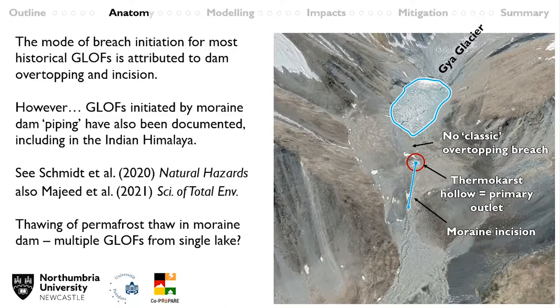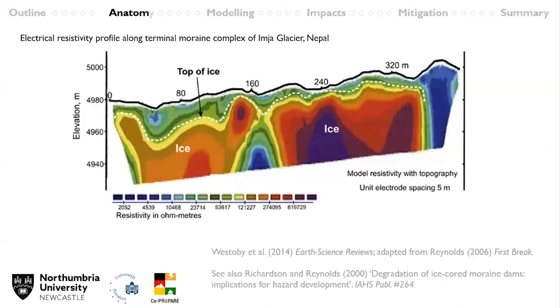The final outcome is the development of a GLOF, a glacial outburst flood, but the mechanism by which that GLOF develops is really quite different to a classic breach. And some older work by one of my colleagues, John Reynolds, found that ice can be really quite widespread in moraine dams. This is some work from some time ago now, where they used electrical resistivity profiles across a terminal moraine complex in Indra Glacier in Nepal, and it shows you that the purple colours and the blues are indicative of ice bodies in the moraine dam.